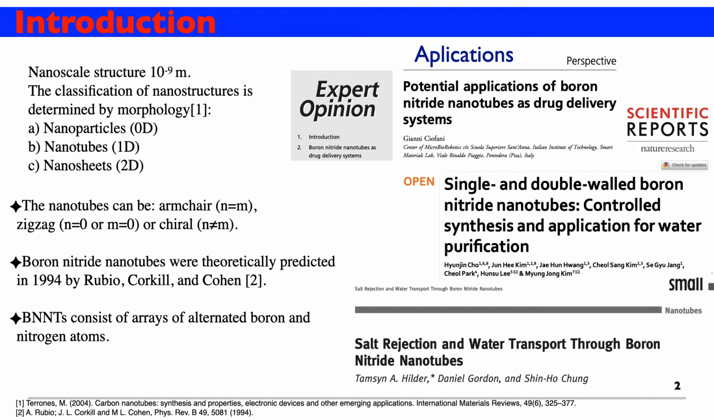We conducted our study using boron-2 nanotubes, which were predicted by Rubio, Corkill, and Cohen in 1994, since they have a structure very similar to carbon nanotubes. Boron-2 nanotubes have been proposed for different applications due to their properties, for example, in mechanical and electronic applications, but also biomedical applications. Some works have proposed nanotubes for the encapsulation and delivery of drugs, also for the transport of water through these nanotubes, and recently for the purification or treatment of wastewater.